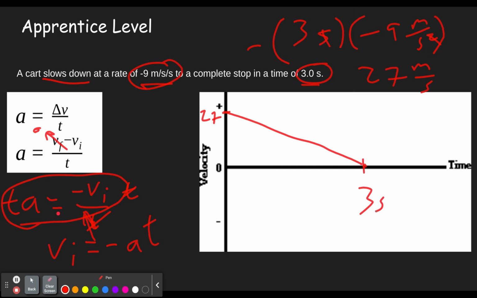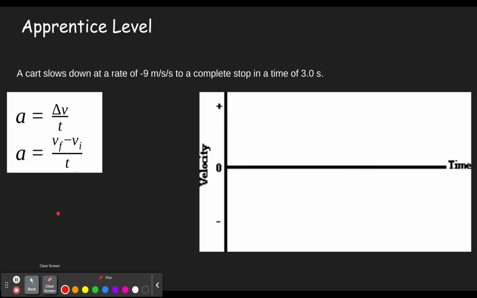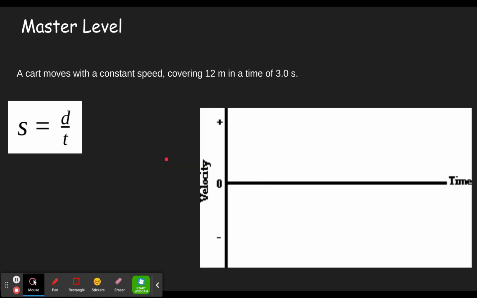Okay? All right, so once again, here is our equation. I had forgotten to move the negative over the first time, so we have the initial velocity equals the negative of A times T. All right, so that is enough to get you through the apprentice level. For the master level, you'll need to be able to do this type of problem as well.